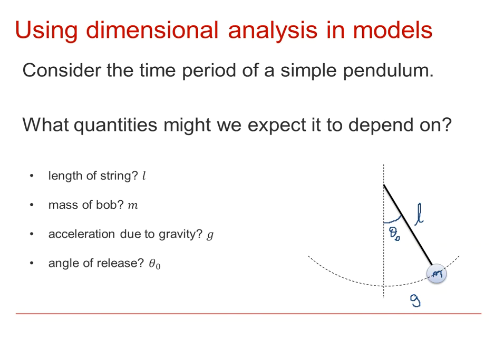So if we put those together in a formula, then the period that we expect for our pendulum is going to be equal to k, the dimensionless constant, L to the power alpha, m to the power beta, and g, acceleration due to gravity, to the power gamma.